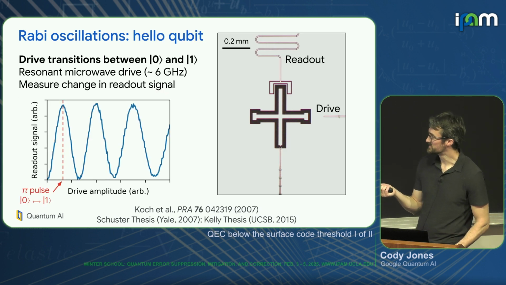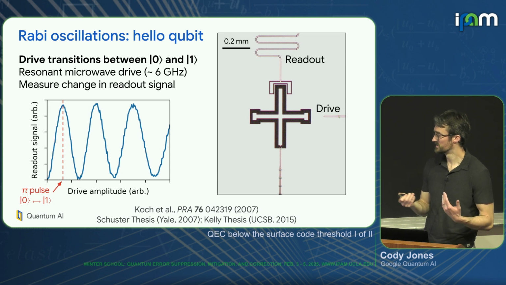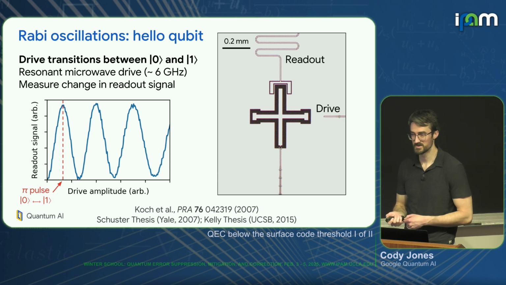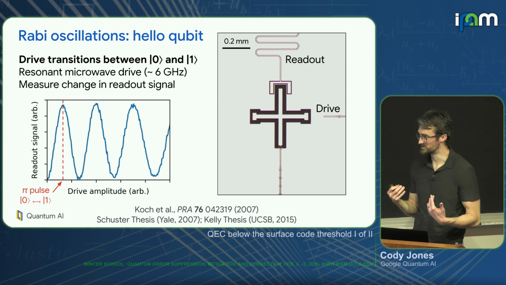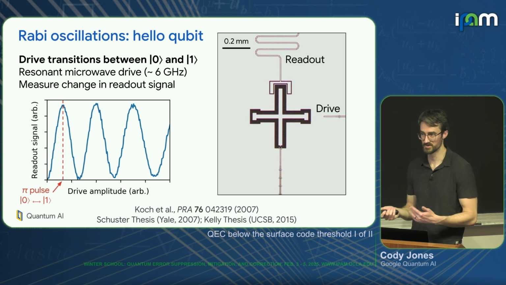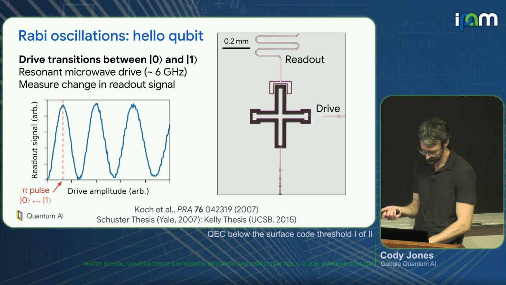So if you have one of these devices, you can control them by driving in microwave pulses. So in this case, it's a resonant microwave drive, and the 6 gigahertz is that energy gap between the 0 and 1 states. And in a very basic experiment, you can see that you're driving oscillations between 0 and 1, which, as I said, was the goal, to show that you had this anharmonic oscillator where you could address the 0 and the 1 states controllably.